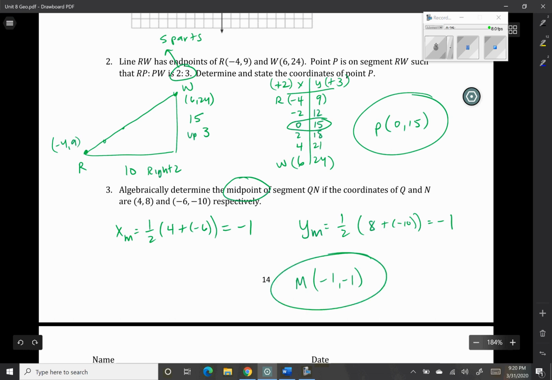Midpoint is one of those things that's going to come up a lot towards the end of this chapter. So knowing how to do it algebraically and quickly using algebra is going to be an important tool for us to use. Not having to make a sketch and dividing everything by 2 is just going to make everything easier for us. So this process is going to be important. So we want to be able to do that using algebra.